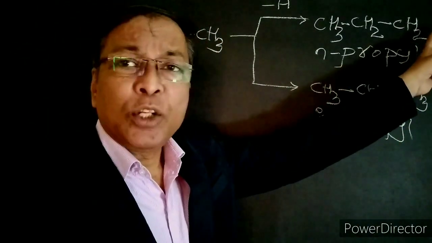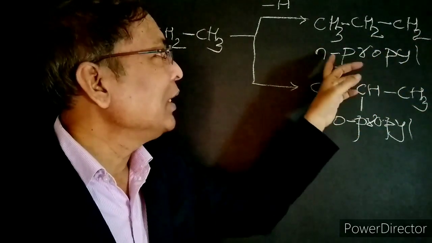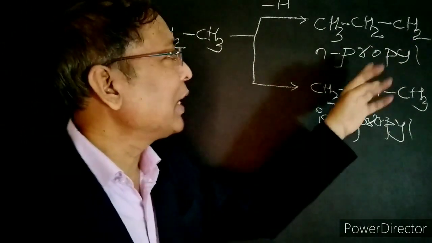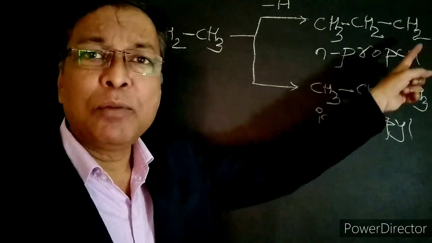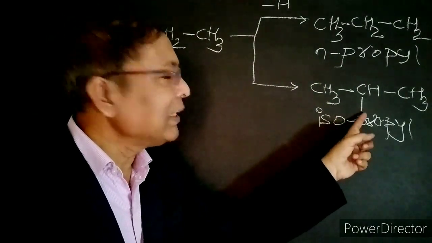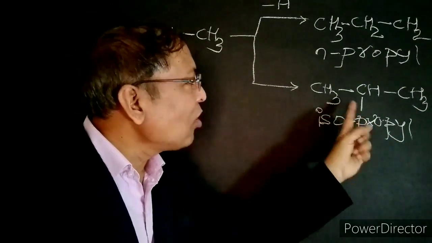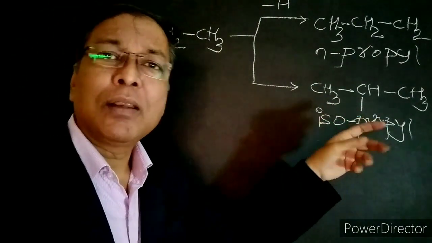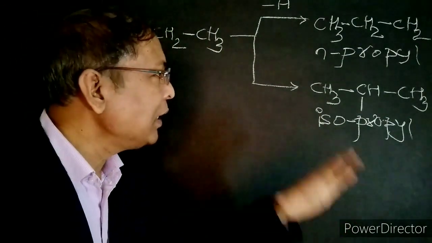If a halogen atom is present on the terminal carbon atom, then we name it N-propyl halide. If chlorine is there, we call it N-propyl chloride. Bromine, N-propyl bromide. If iodine is present, we call it N-propyl iodide. If the halogen is present on the second carbon atom, we call it isopropyl. So if chlorine is present on the second carbon atom, we call it isopropyl chloride. If bromine is present, isopropyl bromide. If iodine is present on the second carbon, we call it isopropyl iodide.